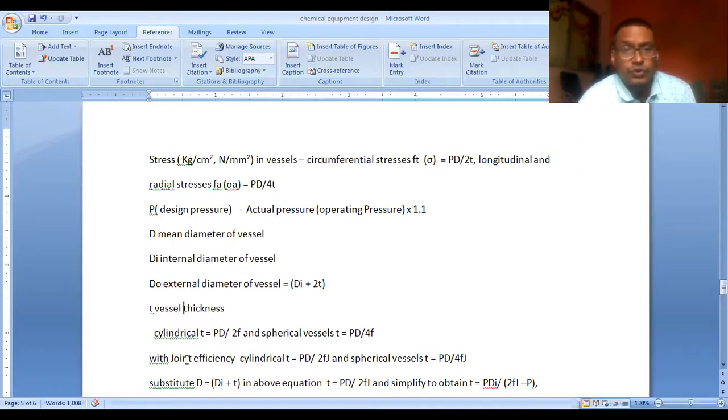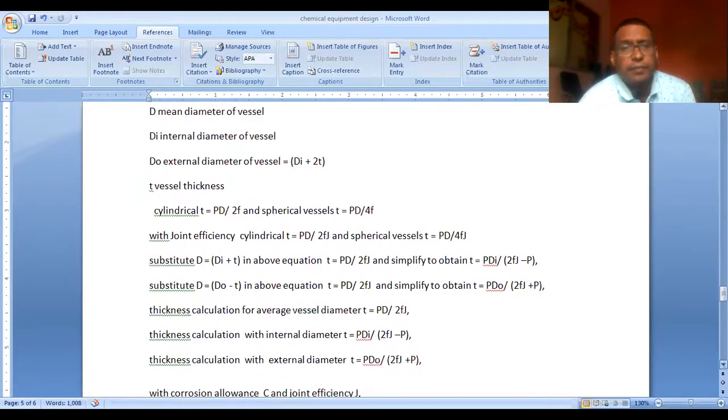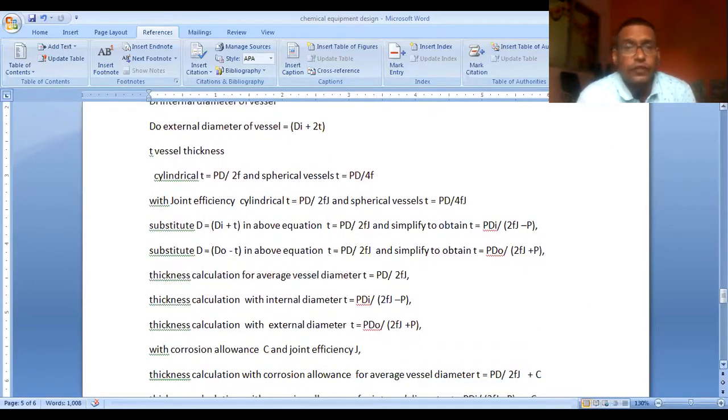Then we introduce the joint efficiency J. So the calculated thickness becomes PD upon 2FJ for a cylindrical vessel, and for a spherical vessel the thickness will be PD upon 4FJ. This is by considering the joint efficiency. Joint efficiency is nothing but the welding efficiency. It can be 100% if it is radiographically tested, or it can be 85%. If it is crude welding, then it can also be 50%. So 50, 60, 70, 80, 90 or 100% will be the joint efficiency.